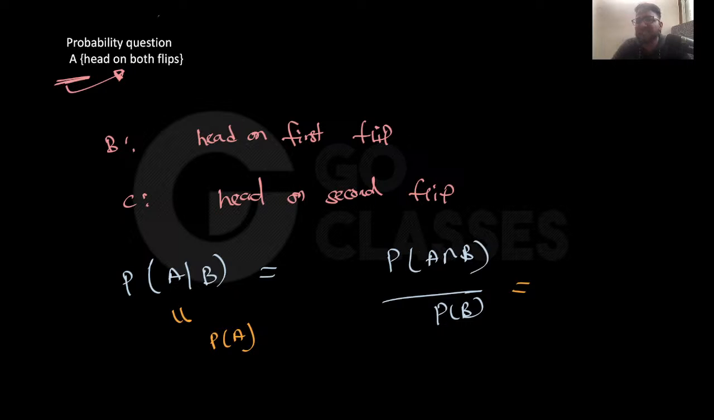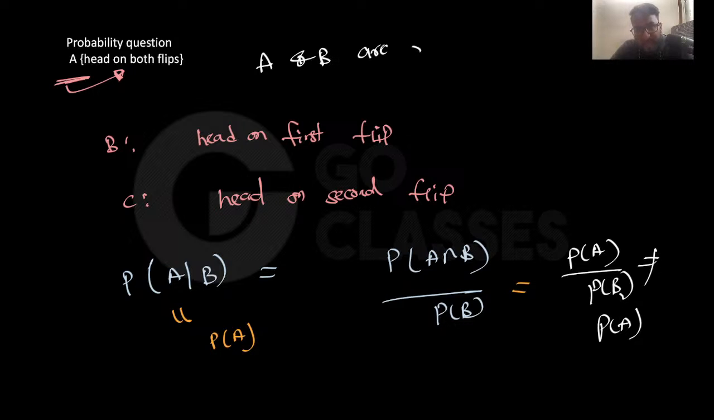So basically B is just a redundant thing. So you can just say probability of A upon probability of B, which is actually not equal to probability of A, right? Since it is not equal to probability of A, that's why you can say that this A and B are not independent. Similarly, A and C are also not independent, right? So A and B are dependent because they are not independent. Similarly, A and C are dependent.